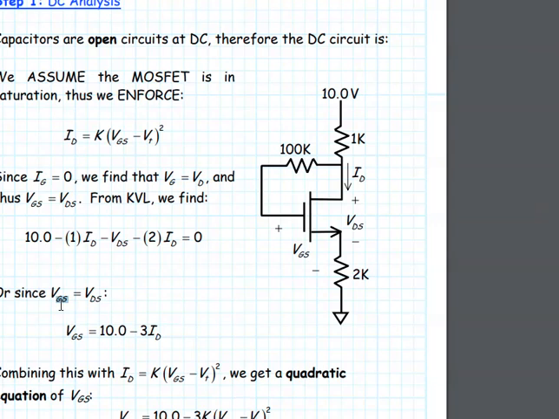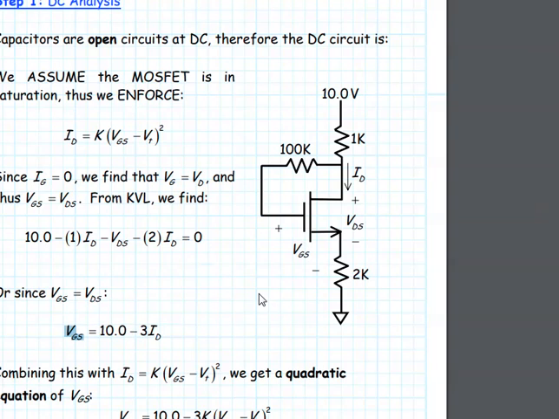And we know that VDS is basically just add these two IDs together. It's going to be 10 minus 3 ID minus VDS equals 0. So VDS will be 10 minus 3 ID. So also VGS will be 10 minus 3 ID.